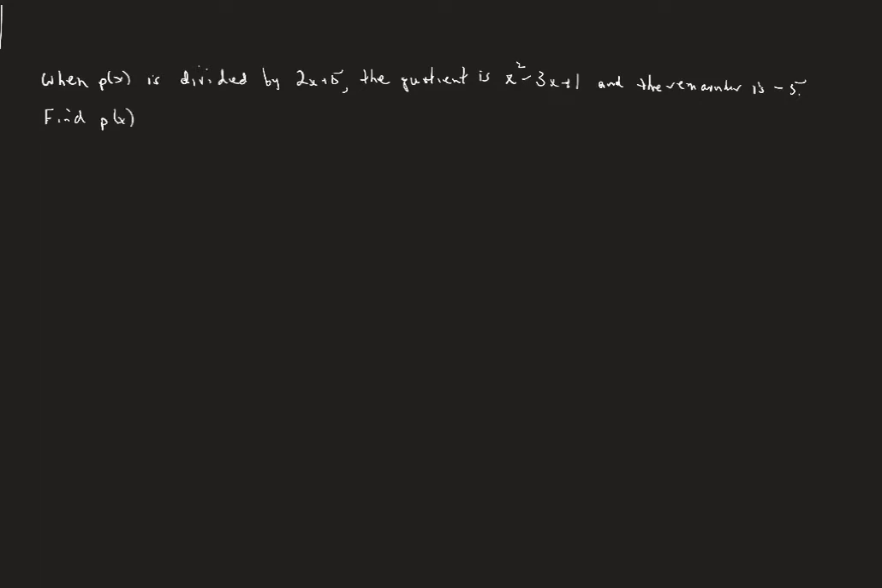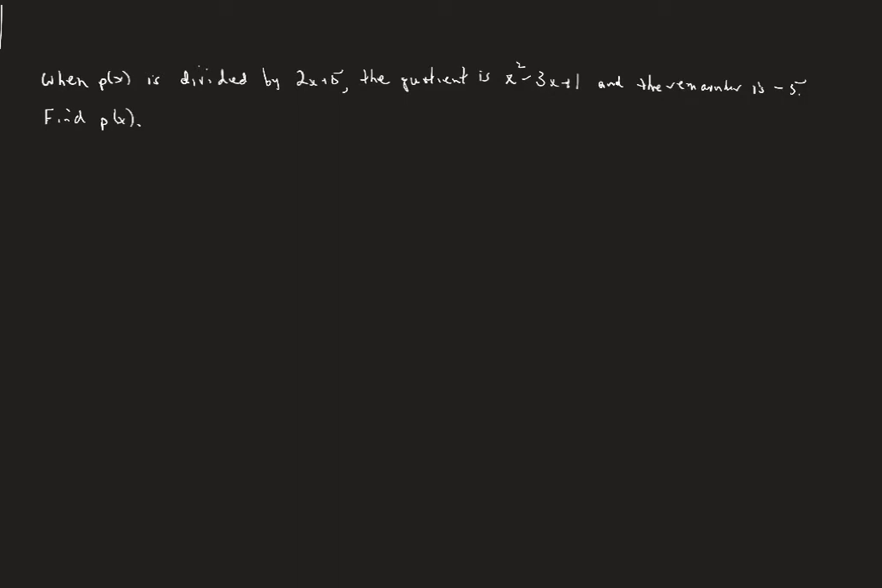So I'm going to say when a polynomial p of x is divided by 2x plus 5, the quotient is x squared minus 3x plus 1, and the remainder is negative 5, and our challenge is, can we reconstruct that original polynomial p of x?